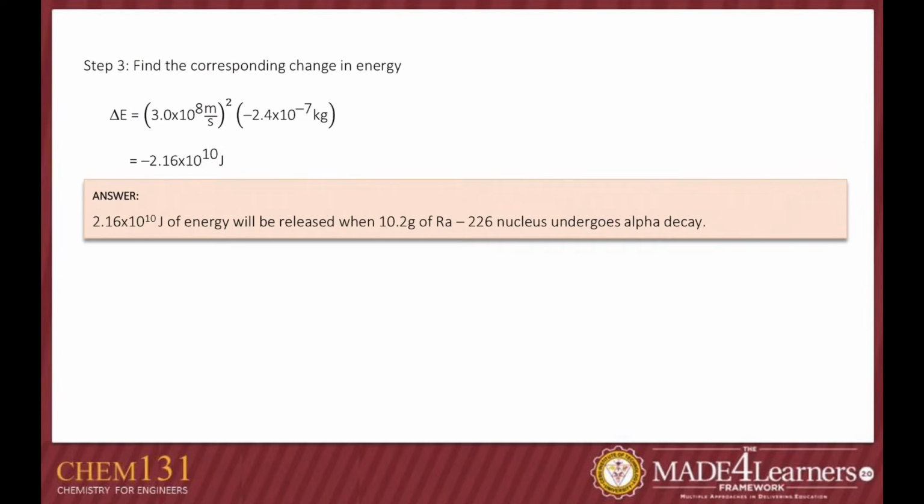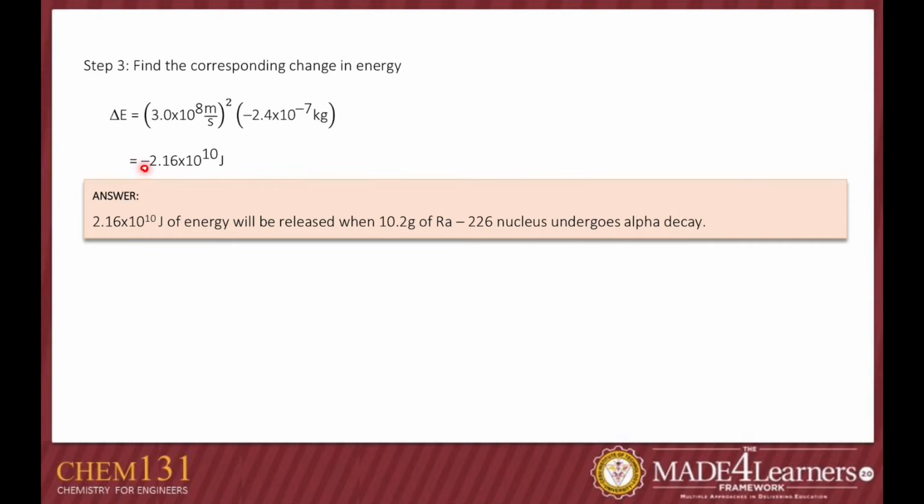So, using the formula, delta E equals C squared delta M. So, i-substitute lang tong delta M. And then this is C raised to the power of 2. We will be able to get 2.16 times 10 to the power of 10 joules. And take note nga na ay negative sign.